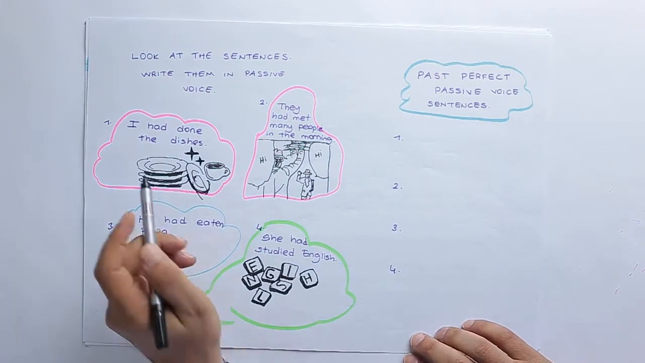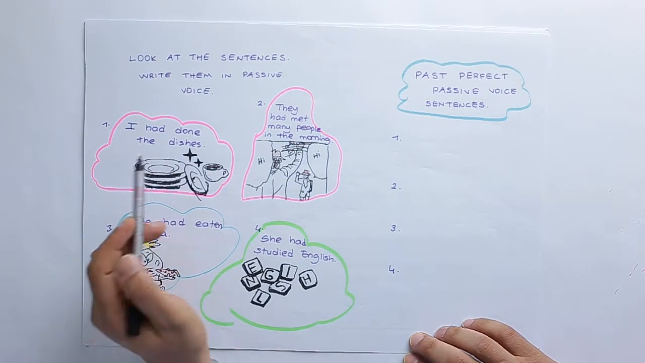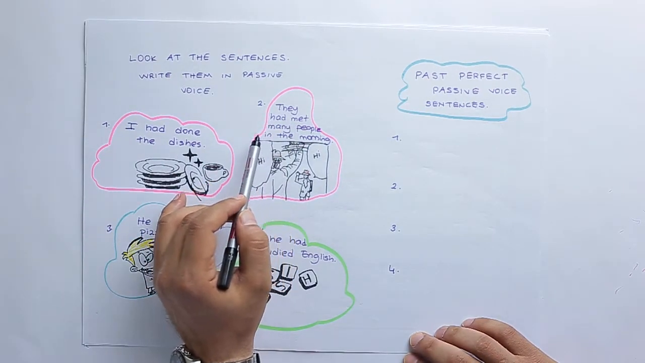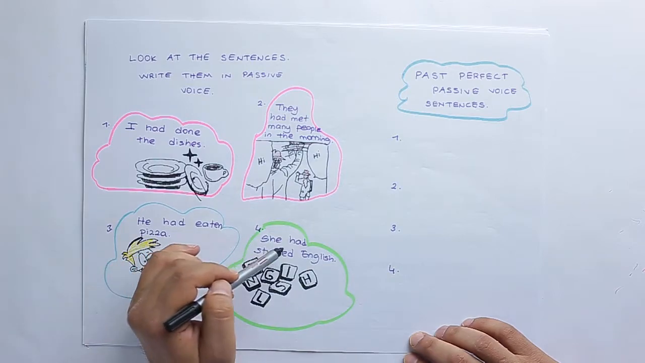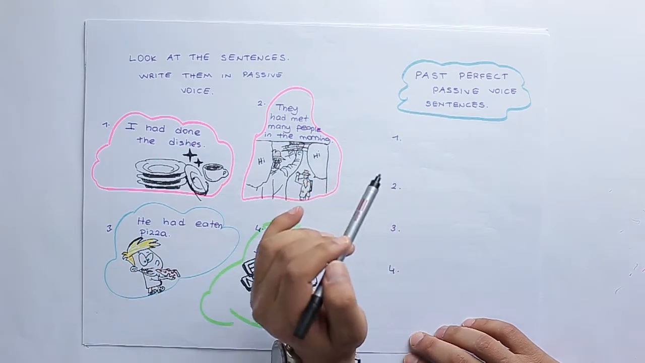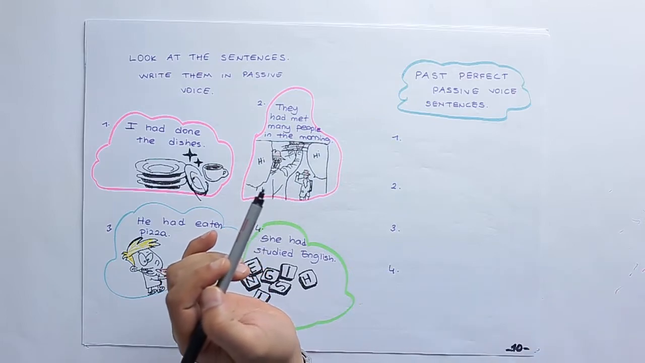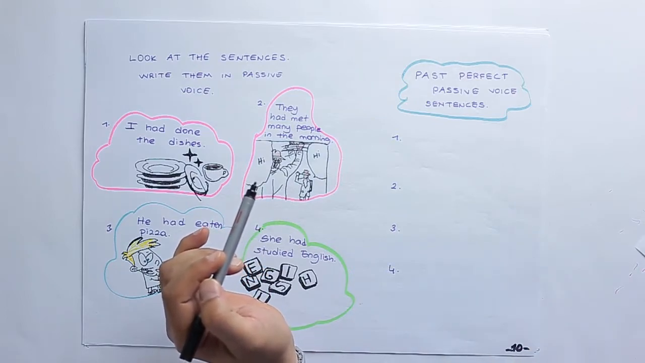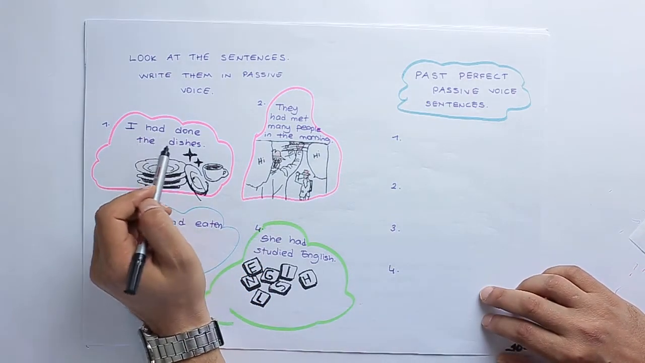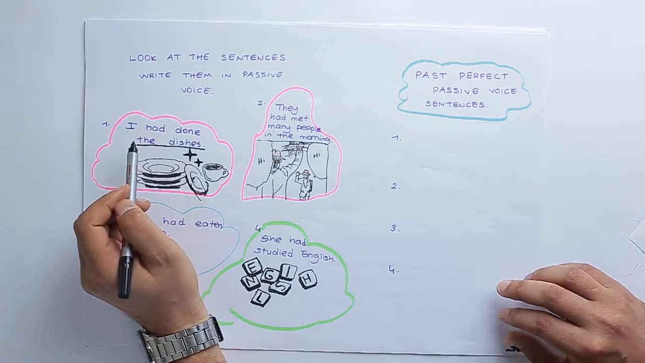Yes, I had done the dishes, the first sentence. The second one, they had met many people in the morning. He had eaten pizza, she has studied English. Now there are 4 sentences. Let's change them into passive form. The first sentence is I had done the dishes. What is our object? The dishes.